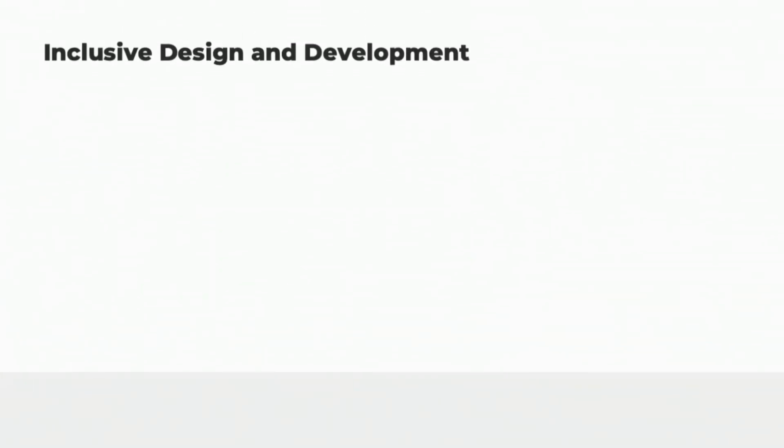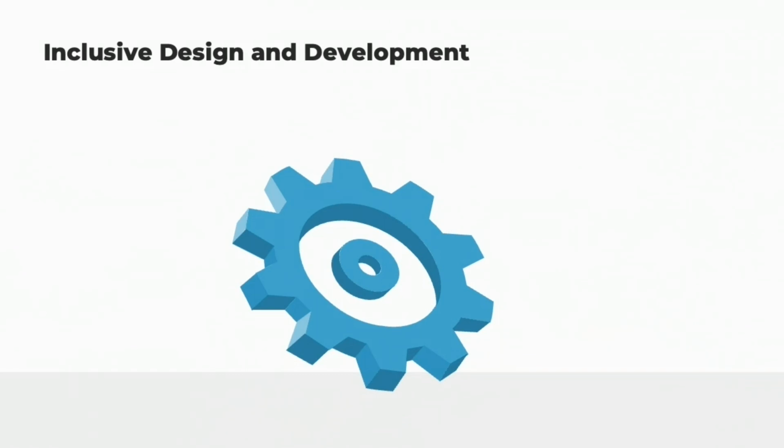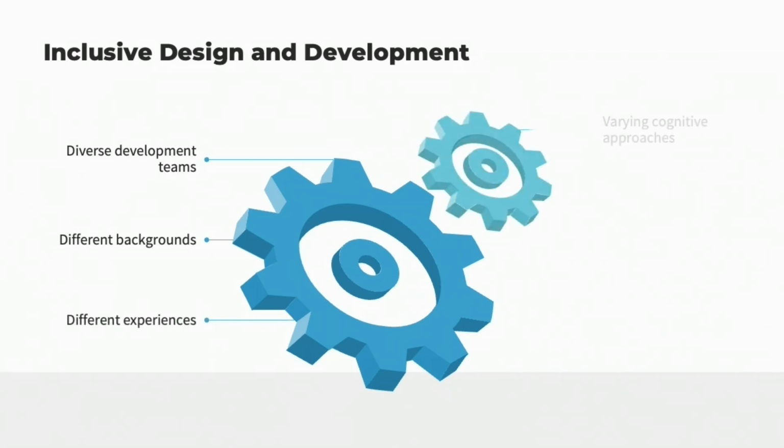Inclusive design and development. AI development teams should be as diverse as the user base the technology serves. By incorporating a wide array of perspectives from individuals with different backgrounds, experiences, and cognitive approaches, the design process becomes a safeguard against unconscious biases and one-sided thinking.